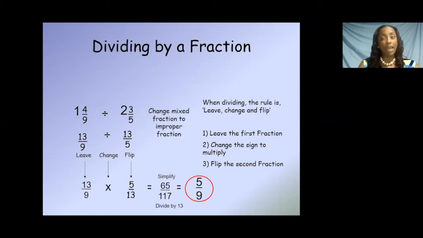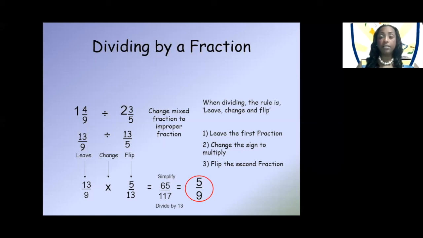Again, when multiplying fractions, what did we do? Good job. We multiplied our tops together, then we multiplied our bottoms together. So 13 times 5 gives us 65. 9 times 13 is 117. Again, you want to ask yourself, is my problem completed? No, it's not, because I see where I can simplify that further. So we have 65 over 117.